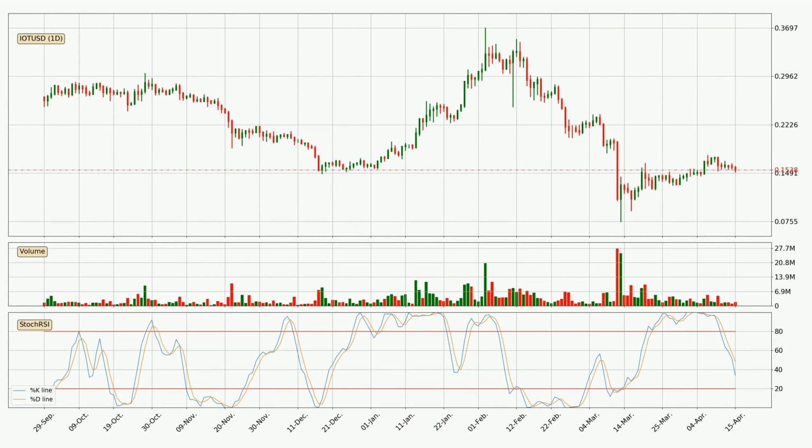Moving to the daily Stochastic RSI, it currently shows no overbought or oversold conditions, but we can see that the trend is currently going down because the K line is below the D line.